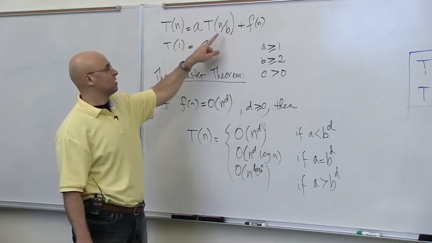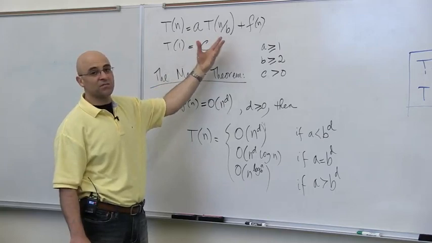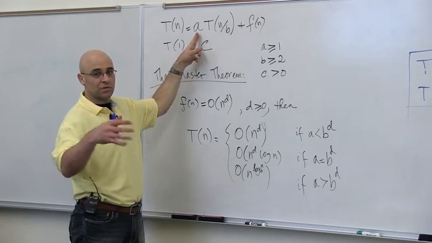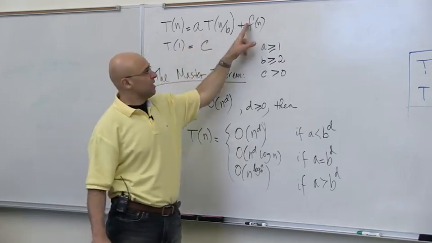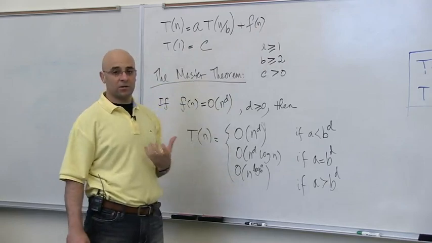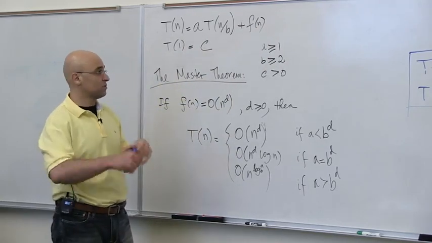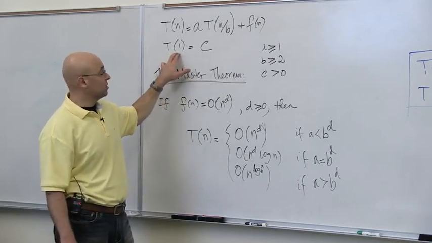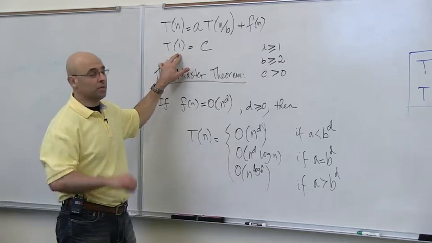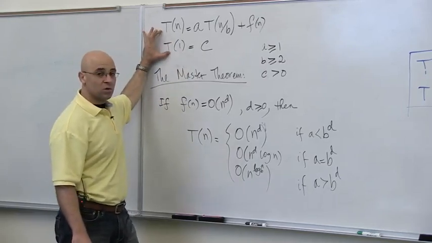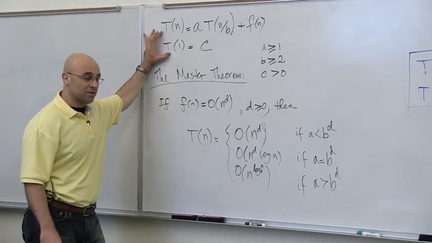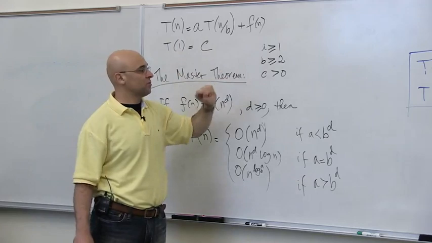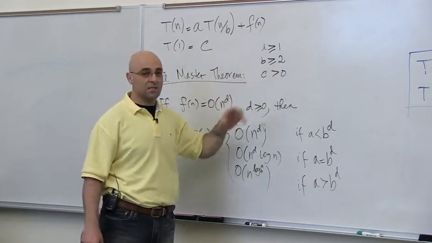So a cannot be greater than b, for example, because I'm already dividing the problem into b subproblems. I can solve 1, 2, 3, 4, or all b of them. Plus, I have some time f of n for merging the solutions of the subproblems. In addition, I have constant time for dealing with the simplest cases, the base case. So for these general forms of a recurrence, I have the Master Theorem. Notice here that I'm saying a is greater than or equal to 1, b is greater than or equal to 2, c is greater than 0.